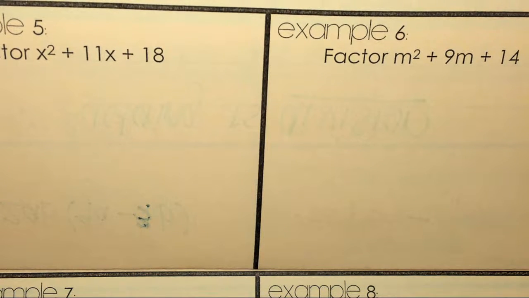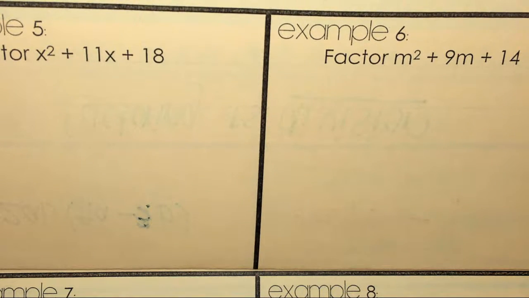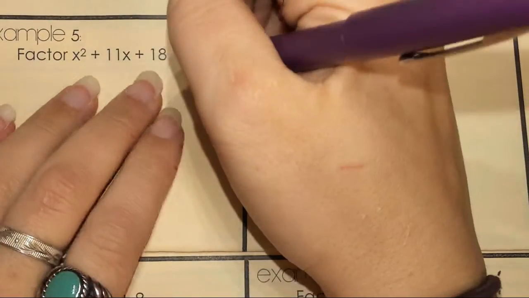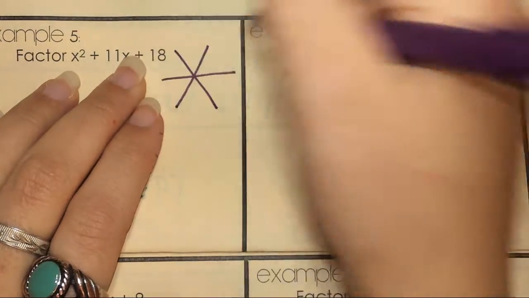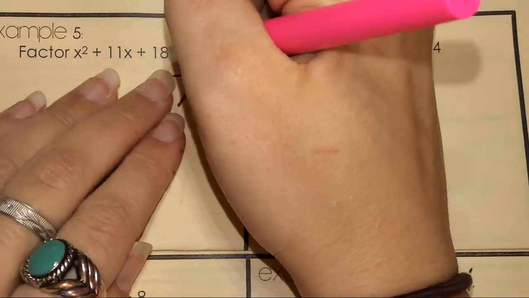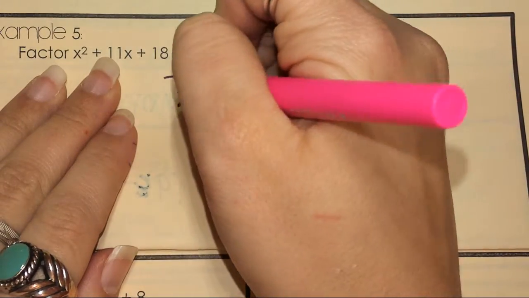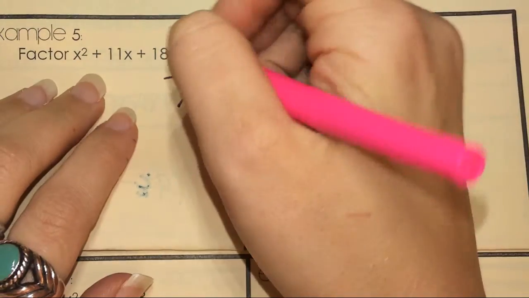Now, this is trinomial factoring. So what's the first thing we do each time? Bryn, you're going to draw your star. Good. And what goes in the top of our star? 18. And what goes in the bottom? 11. And what goes in the top left and right?